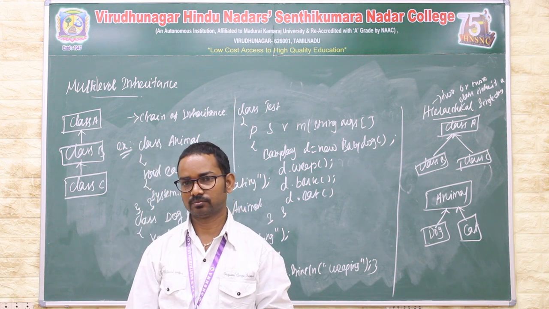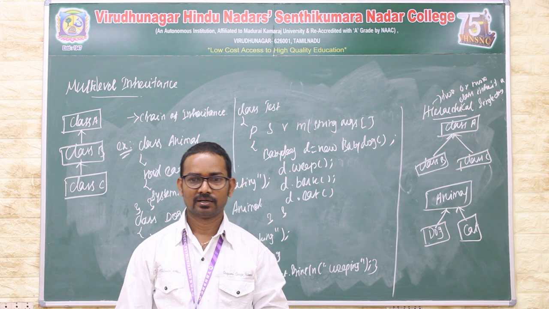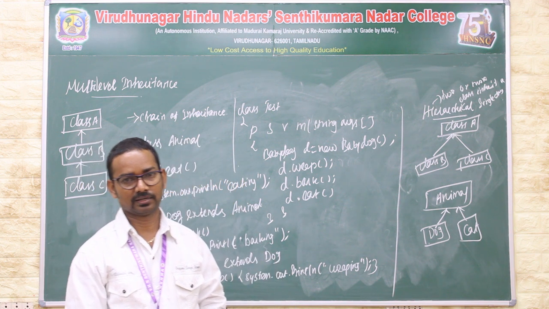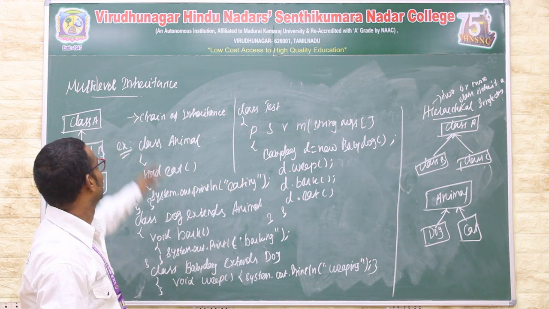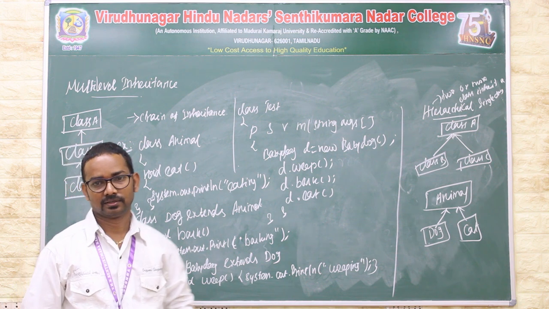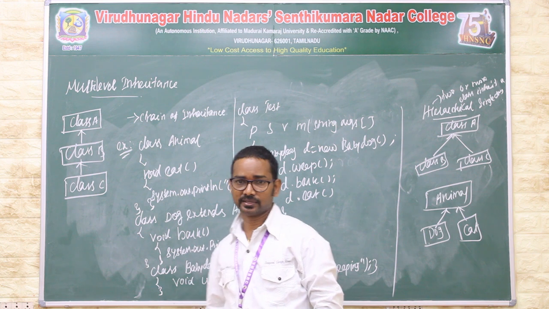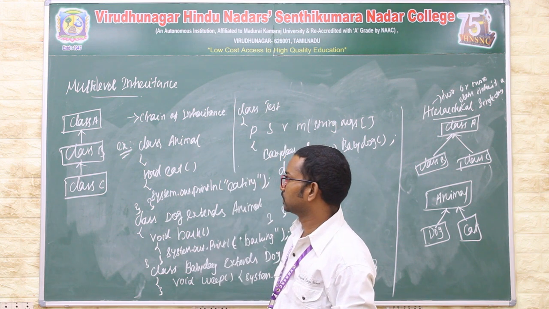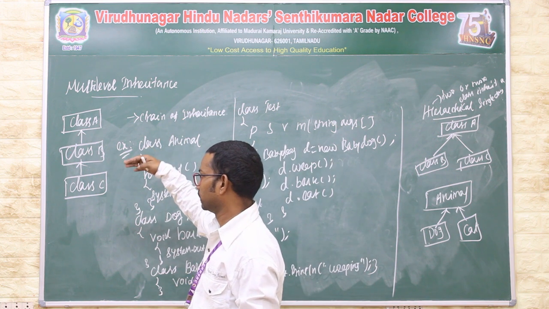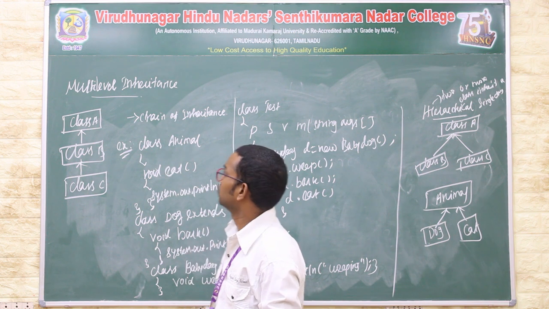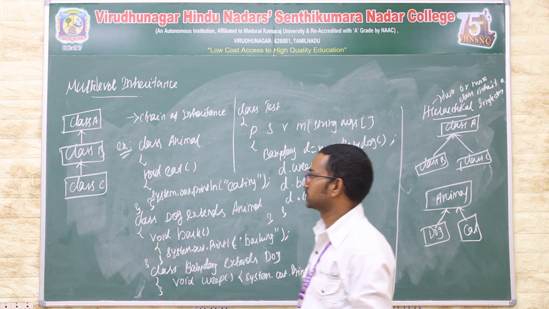Inheritance, and we discussed single inheritance. Now another type of inheritance is called multi-level inheritance. This inheritance applies when there is a chain of inheritance. A chain of inheritance is known as multi-level inheritance.